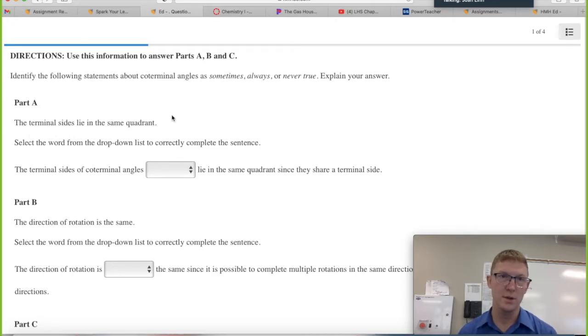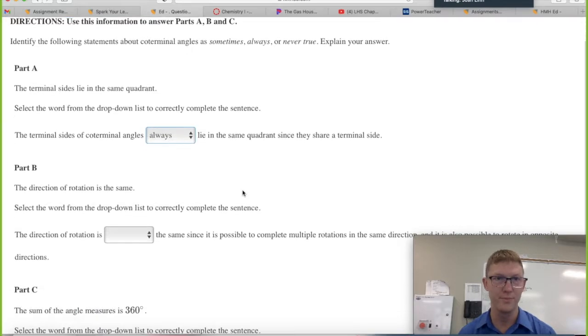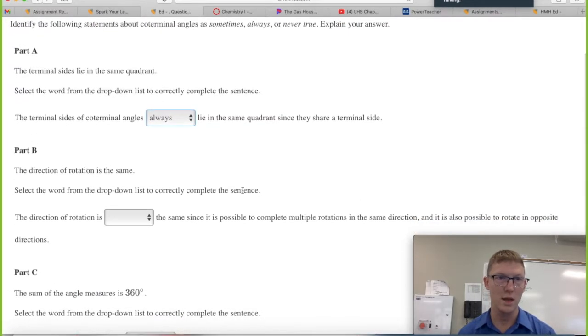So identify the following statements. This is probably just checking on vocabulary. The terminal side lies in the same quadrant. Select the word from the drop-down list to correctly complete the sentence. The terminal sides of coterminal angles always lie in the same quadrant since they share a terminal side. So I'll agree to that one.